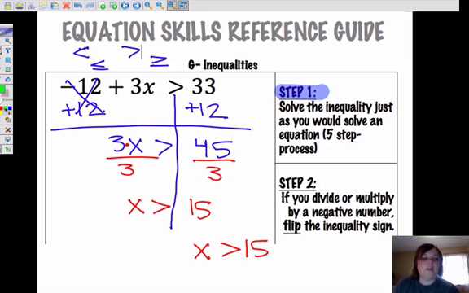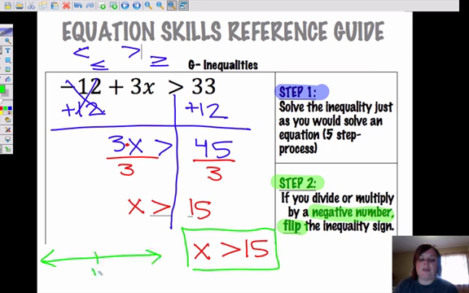Then I want to remember step number 2, which says if you divide or multiply by a negative number, you have to flip the sign. I divided by a positive 3, so there's nothing left to flip here. So my answer is simply x is greater than 15. That just means that x can be anything bigger than 15. It could be 16, it could be 17, it could be 15.1, 15.02. Anything bigger than 15, if we put that in for x, we will get something that's bigger than 33.